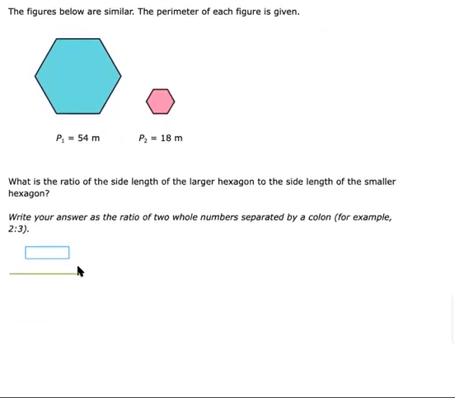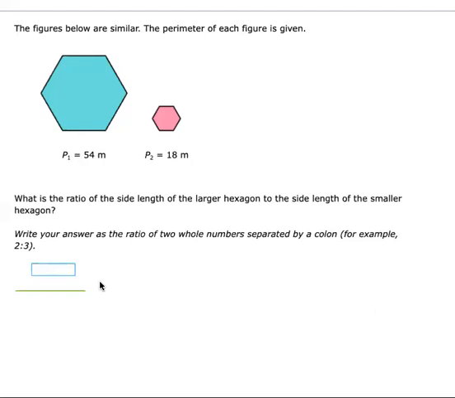Okay. Figures below are similar. The perimeter of each figure is given. What is the ratio of the side length of the larger hexagon, a hexagon is going to be 6 sides, to the side length of the smaller hexagon? Write your answer as a ratio of 2 numbers separated by a colon. For example, 2 colon 3.